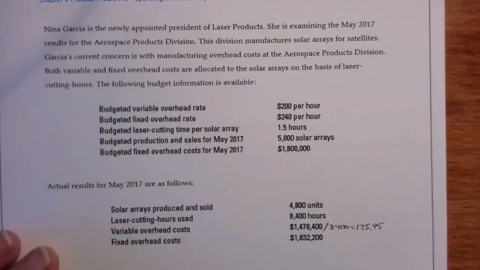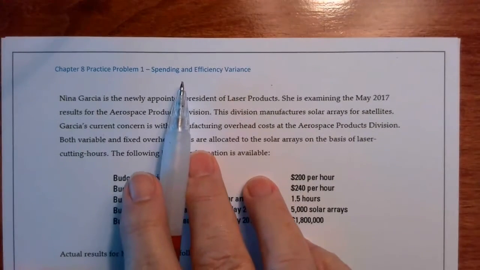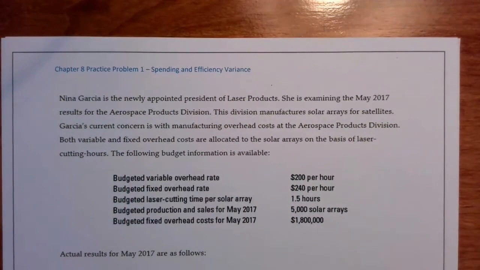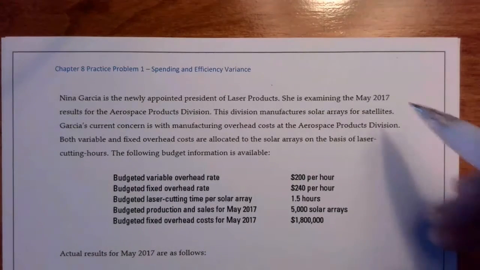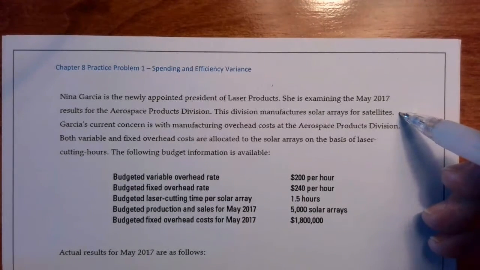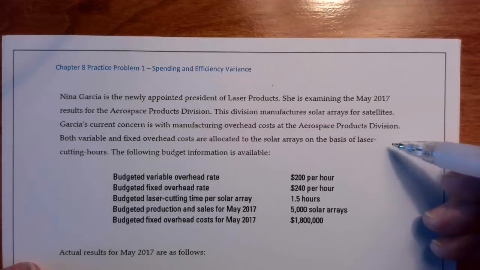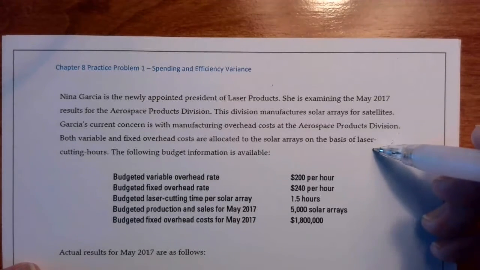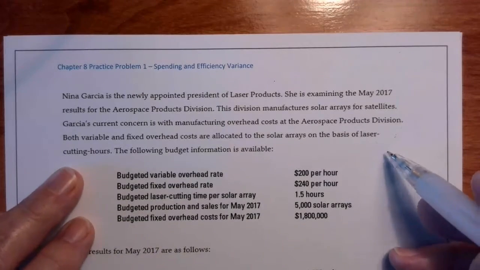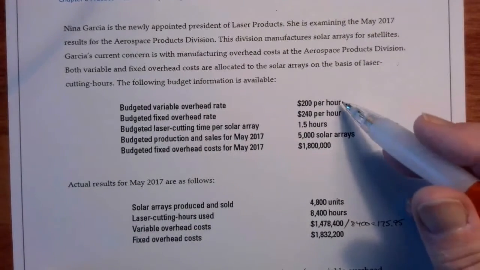Okay, this is the first problem, just to illustrate spending and efficiency variances. This is someone who manufactures solar arrays for satellites. In their current aerospace division, both variable and fixed overhead costs are allocated on the basis of laser cutting hours. So here's our data, which is nice.